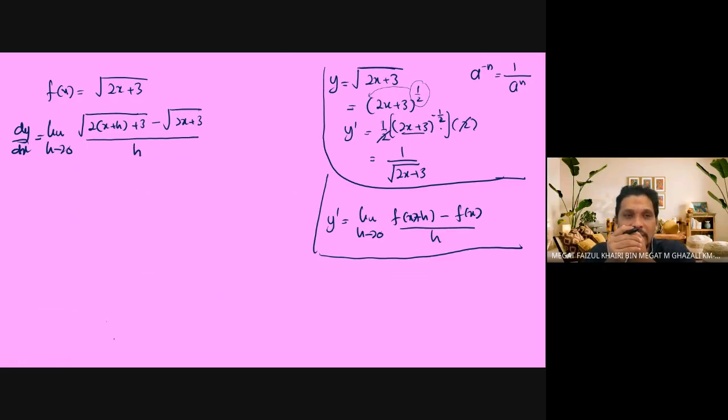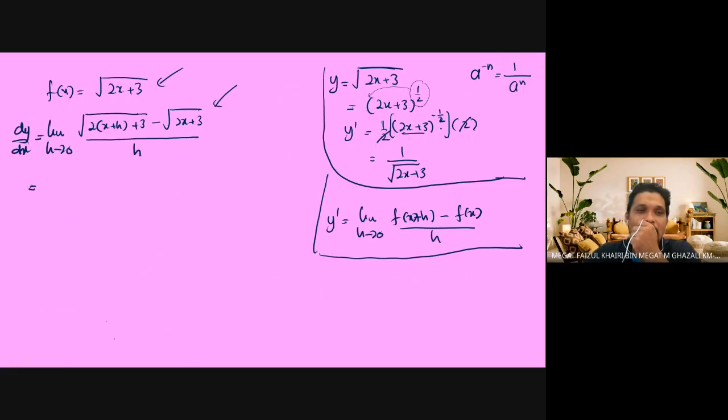What about this kind of function? Find dy/dx for this kind of function using first principle. Is this part of your syllabus then? Let me maybe check. Yes. Okay, you may check your textbooks or your reference book later. But then it's okay, we just introduce it here for a while.